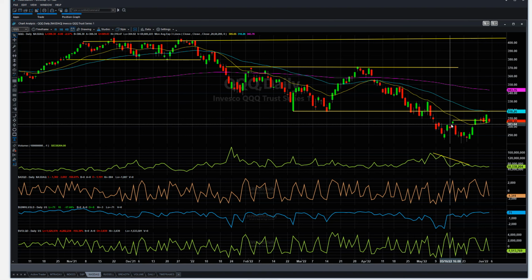The internals on the moves higher are not strengthening. That gives me at least the perspective that the probability of a continuation of a move higher is less than the probability of a move lower. I think there's a higher probability we're going to move lower.